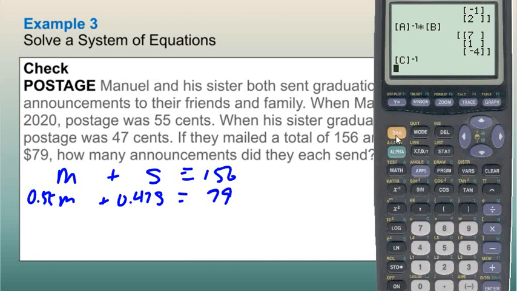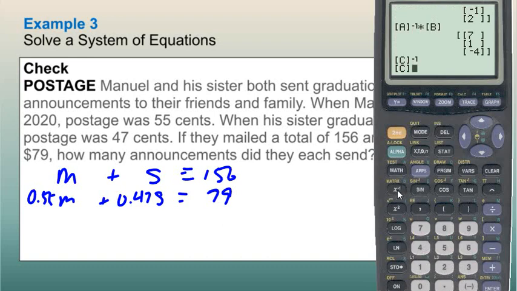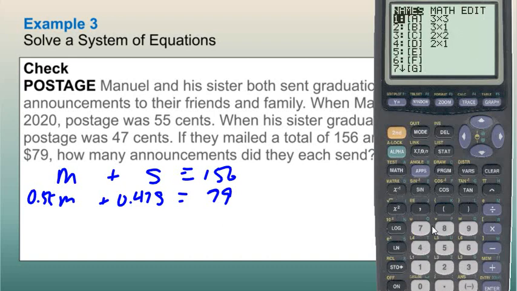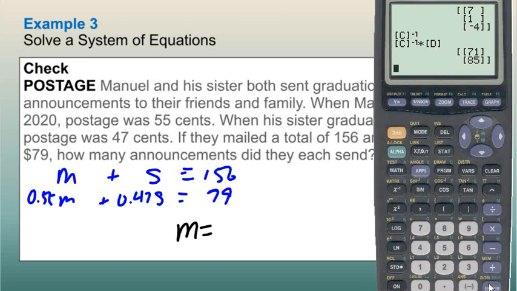Second quit, so we'll do second matrix. We need the second one, so number 3, the inverse, and then we're going to multiply that by the other one, second matrix, matrix 4, enter, and it tells us Manuel had 71 announcements and his sister had 85 announcements. That is our lesson on solving systems of equations using inverse matrices.